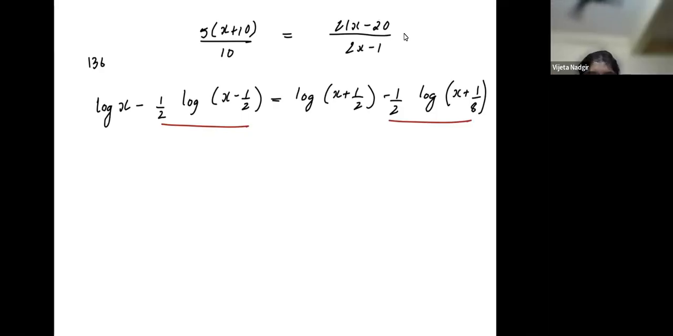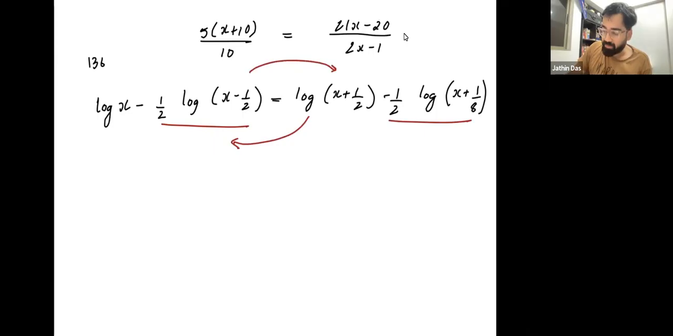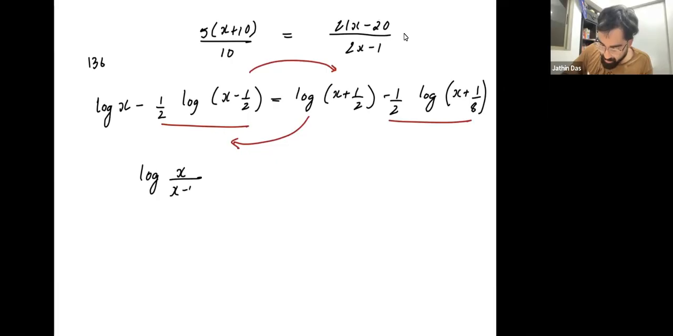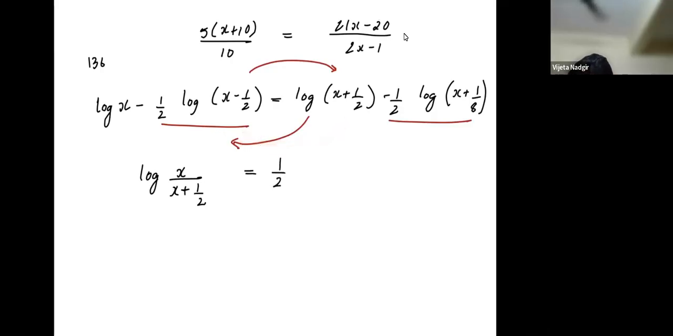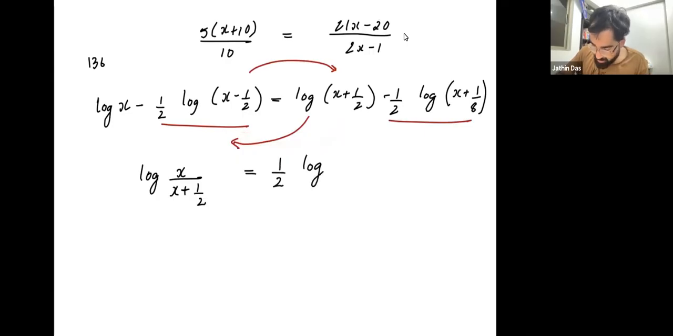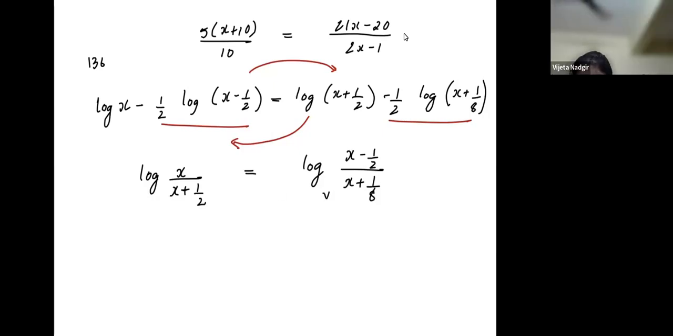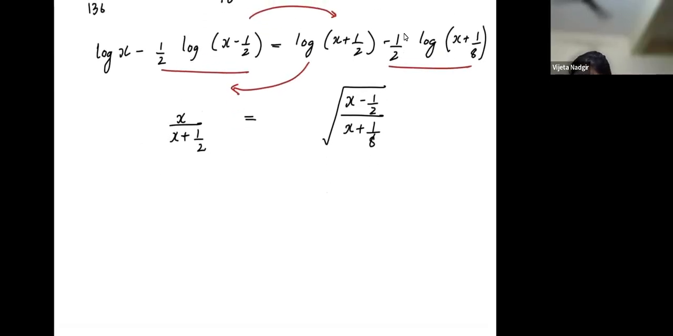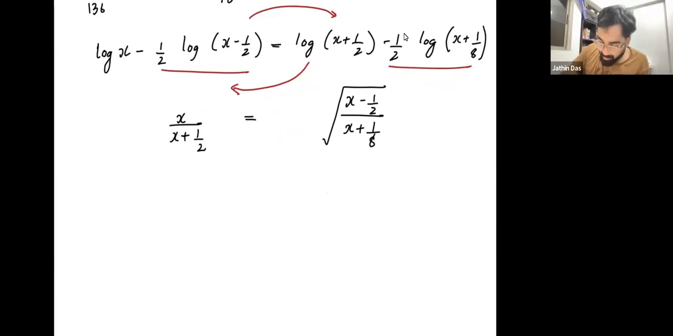What I'll do, I'll send this guy here and I'll send this guy here. Okay. So what you get? Log x by x plus half. Why? Because when it went here, it became minus sign. And here it will be half of log x minus half by x plus 1 by 8. Clear? Now the half will take it as square root and then I can remove the log. Okay. So square on both sides. First, let me take the LCM properly.